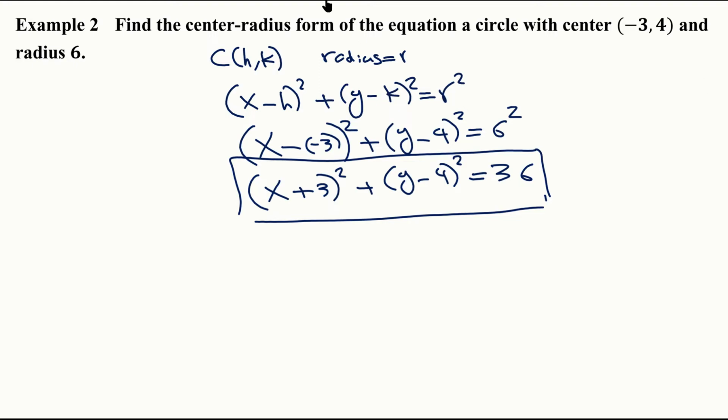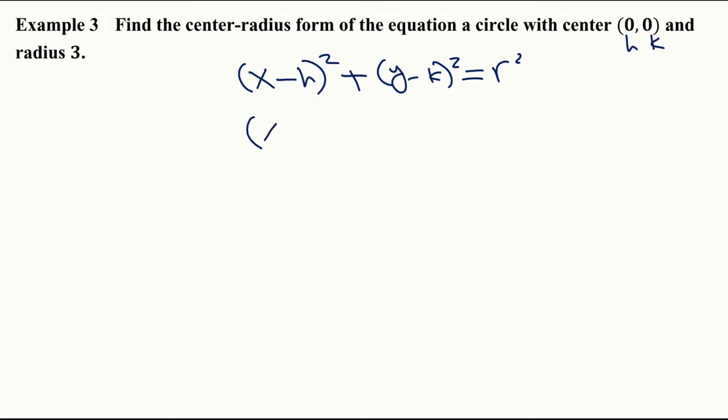Okay, so very simple, but also very important. Make sure you know how to do these before we proceed. Go ahead and see if you can find the equation of this circle on your own. So the center is at 0, 0 and the radius is 3. Alright, so (x minus h) squared plus (y minus k) squared equals r squared. Here our h is 0 and our k is 0, so we get (x minus 0) squared plus (y minus 0) squared equals 3 squared.